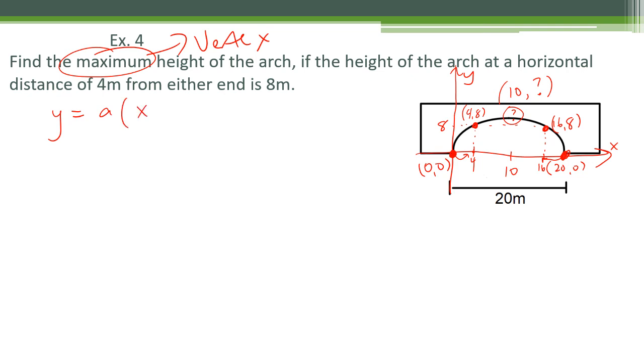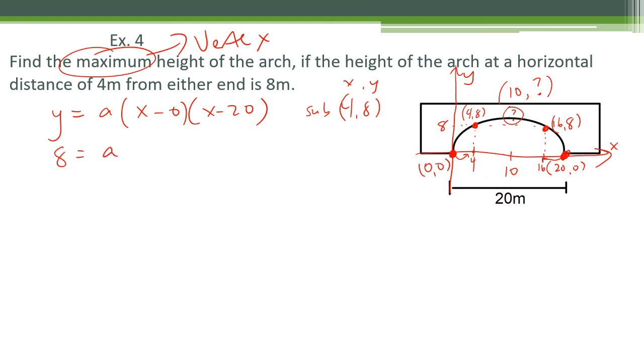One of my zeros is 0, right? So x minus 0. The other one is 20, x minus 20. And then you got to pick a point. You can't pick your zeros, so you can either pick 4, 8 or 16, 8. Just to keep the numbers smaller, I'm going to pick 4, 8. So I'm just going to write here sub 4, 8. And that's x, that's y.